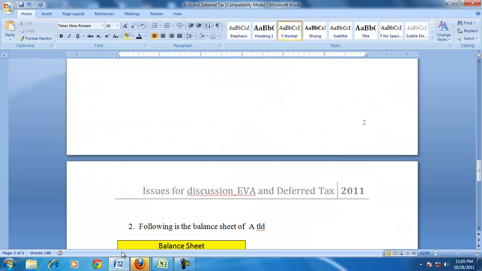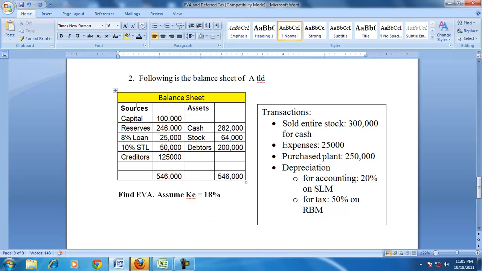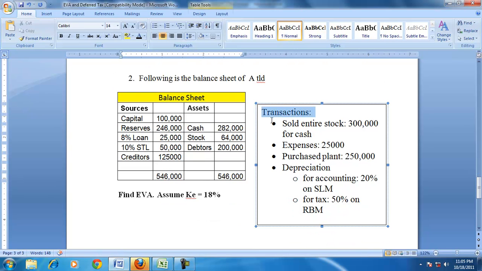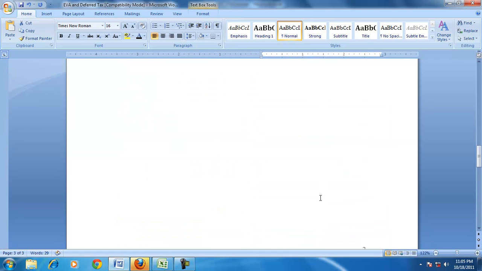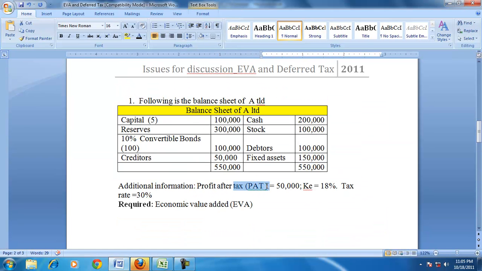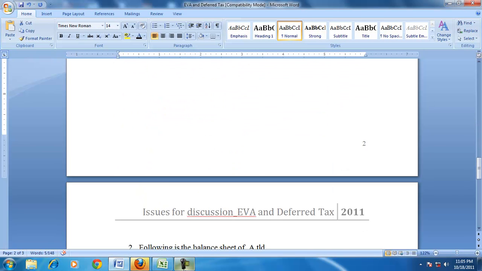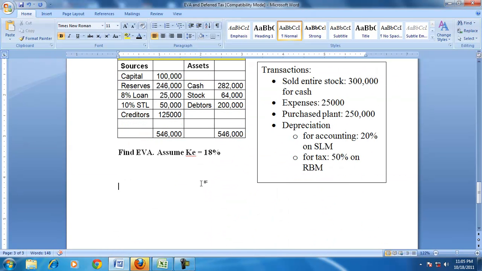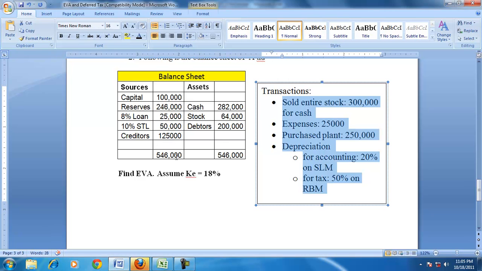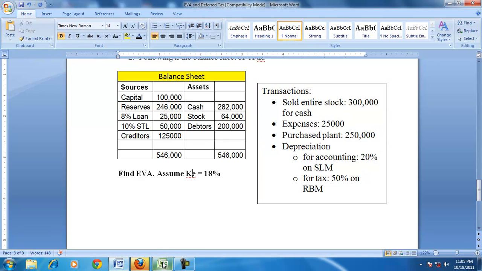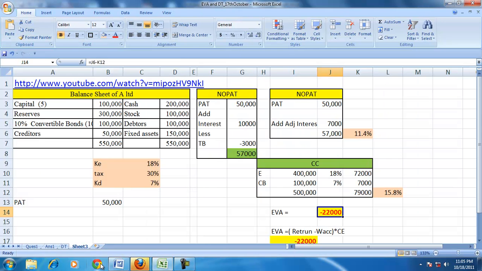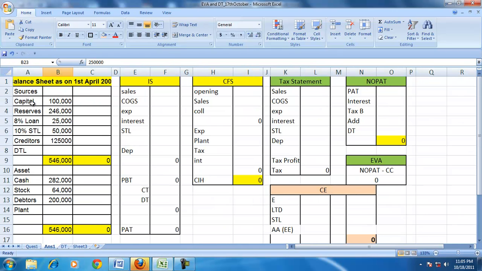In this session we take up another exercise where a balance sheet is given and some transactions are given, unlike the previous one where the transactions were not given but the profit was given. So with this balance sheet and these transactions, first we will prepare the financial statements, then we calculate the economic value added. The opening balance sheet is given like this, and there are certain transactions.